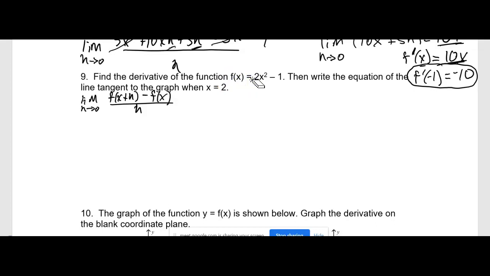And then don't worry about the second sentence. You're just doing the first sentence. Find the derivative of that function.